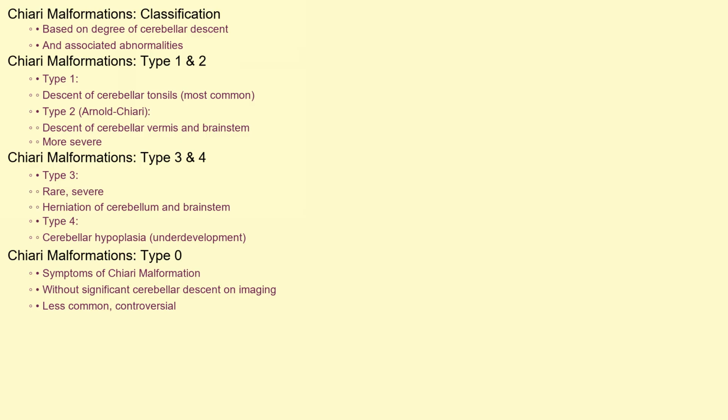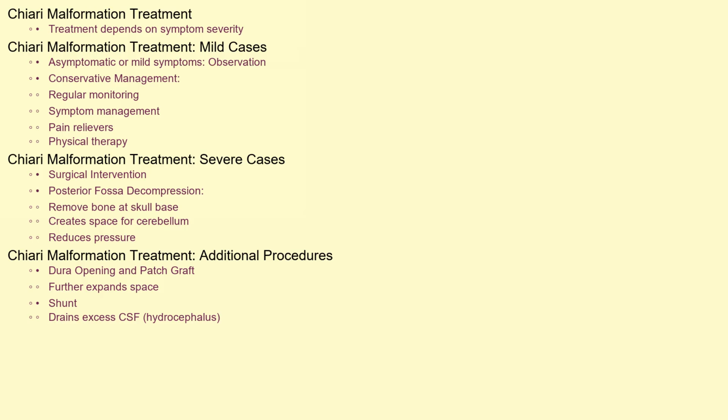Type 3 is a rare and very severe form with herniation of the cerebellum and brainstem through a defect in the skull. Type 4 involves cerebellar hypoplasia or underdevelopment. Type ZAR is a less common, controversial classification characterized by symptoms consistent with Chiari malformation without significant cerebellar tonsillar descent on imaging. Treatment for Chiari malformation depends on the severity of symptoms.